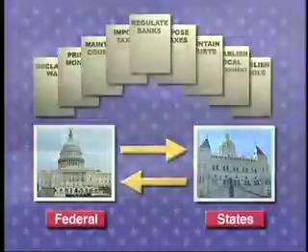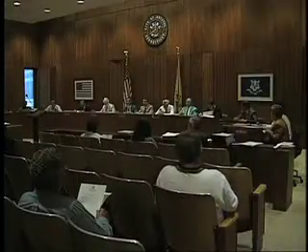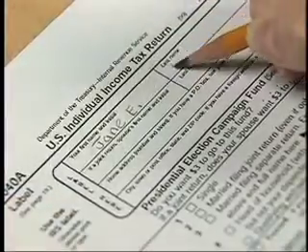For example, the federal government declares war and prints money. The states establish their own schools and local governments. But both the federal government and the state governments impose taxes and regulate banks. And they both have court systems.